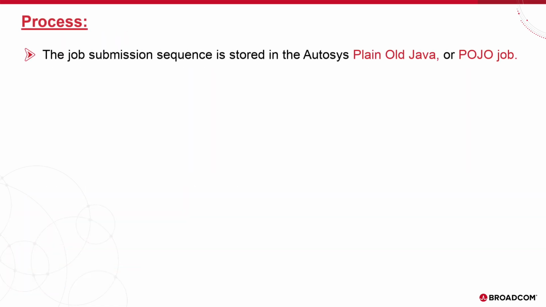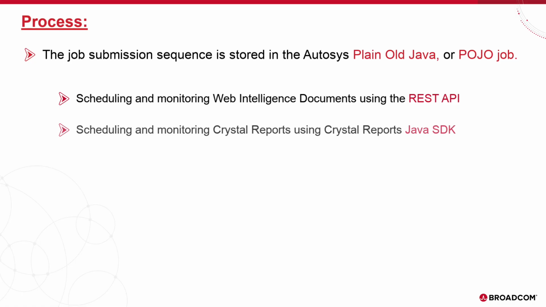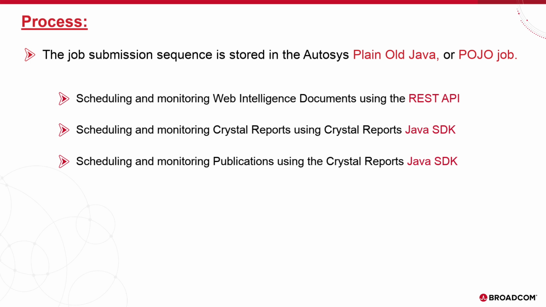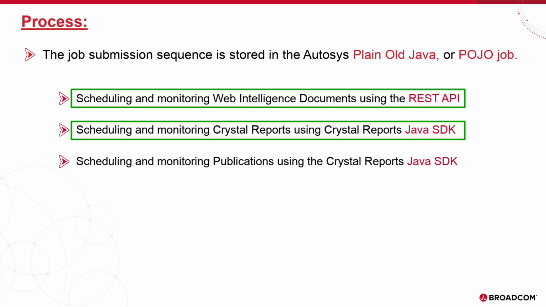The job submission sequence is relatively simple because all job definition properties are stored in the AutoSys plain old Java, or POJO job. AutoSys supports various job types: scheduling and monitoring web intelligence documents using the REST API, scheduling and monitoring Crystal reports using the Crystal Reports Java SDK, scheduling and monitoring publications using the Crystal Reports Java SDK. We will use the scheduling and monitoring Crystal reports using the Crystal Reports Java SDK and scheduling and monitoring web intelligence documents using the REST API types for this demo.